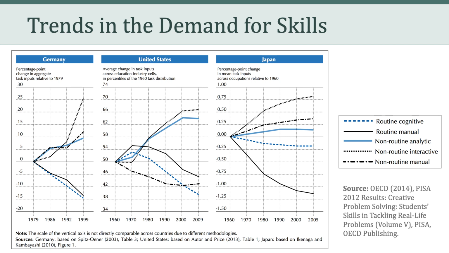Now, the question is, what are the trends in the demands for those different kinds of skills? Well, the Organization for Economic Cooperation and Development has been tracking the demand for those different types of skills over time. And as you can see here in Germany, in the United States, and in Japan, routine manual and routine cognitive skills are dropping off. However, what's increasing are the non-routine jobs. In particular, the non-routine interactive work, the interpersonal, and the non-routine analytical work.